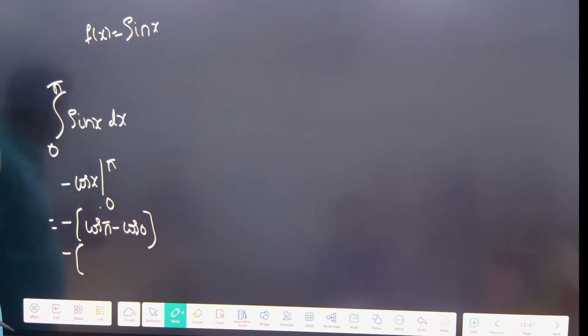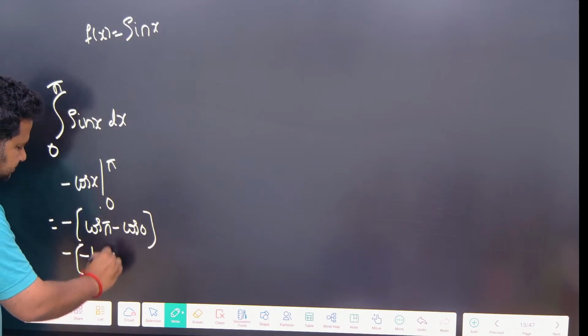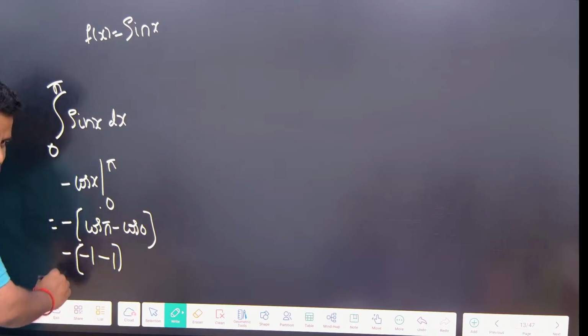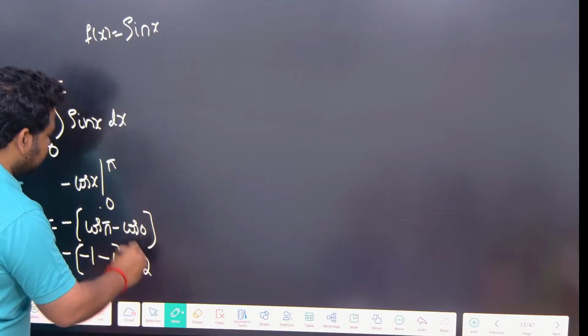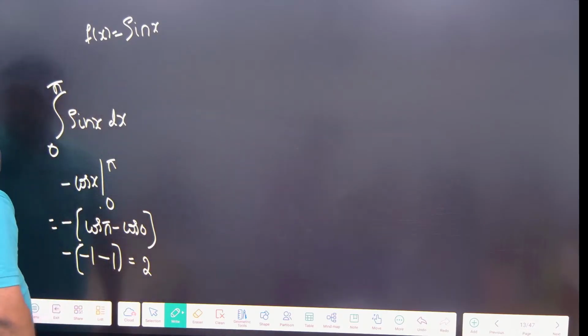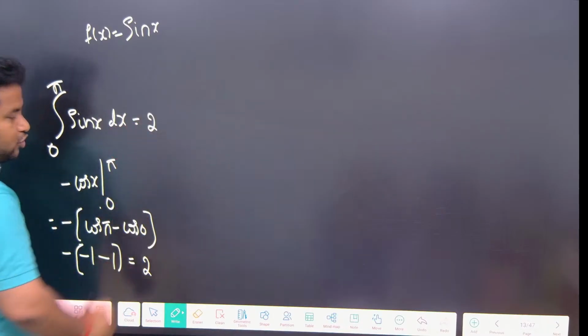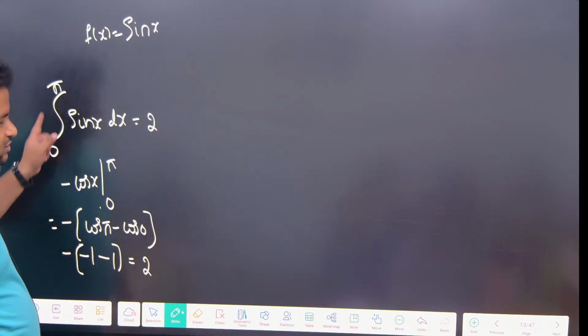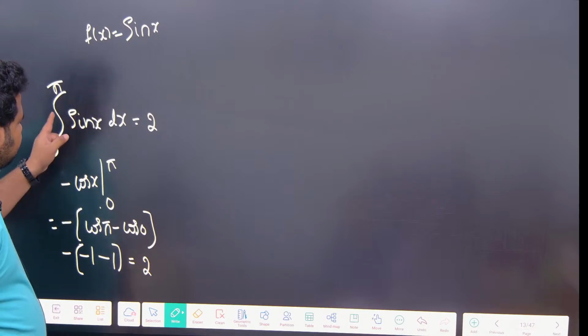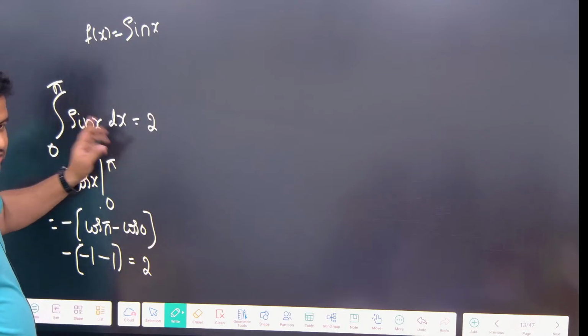Cos of odd pi is minus 1, even pi is plus 1. When it comes to sin of any pi, it is 0. So this will be minus 1, cos 0 is 1. This will be minus 2, and minus 2 into minus is plus 2. The answer will be 2. So the integral from 0 to pi of sin x dx, the value is 2.